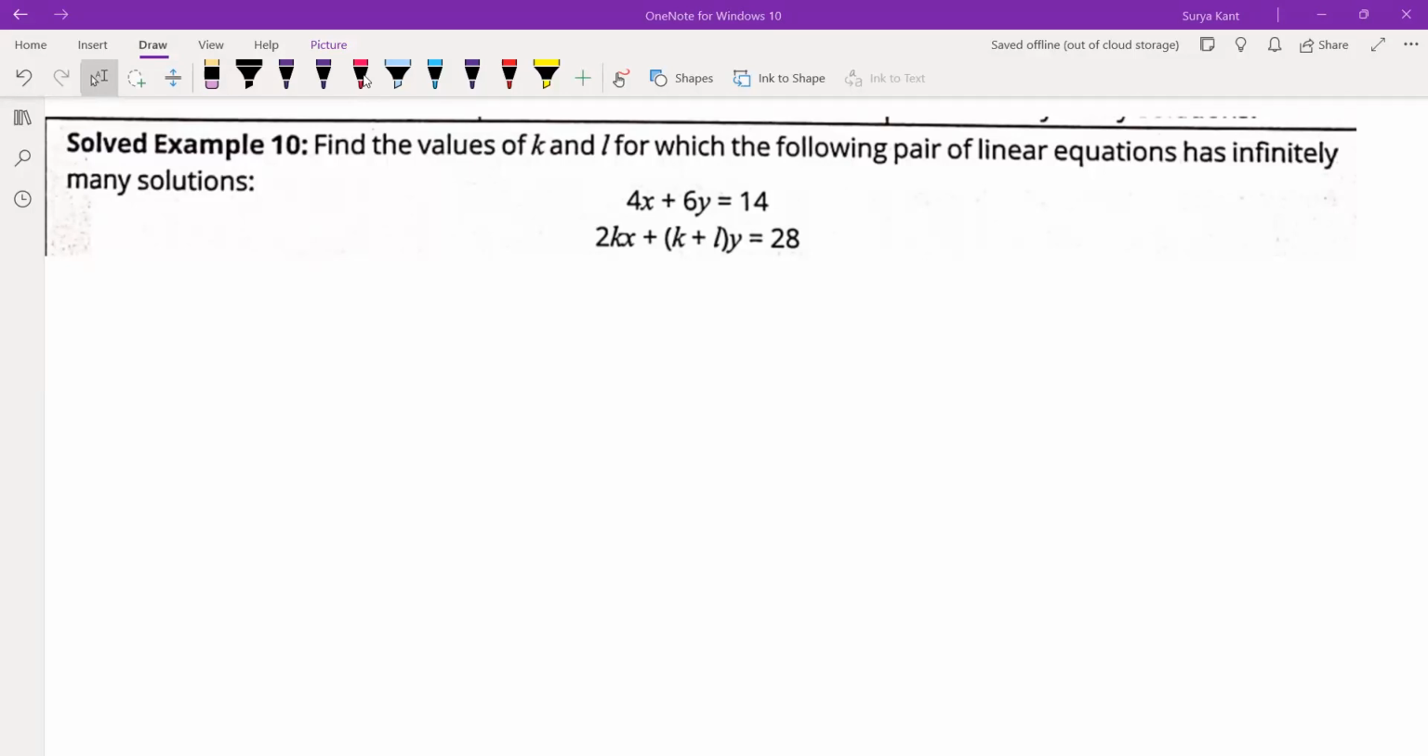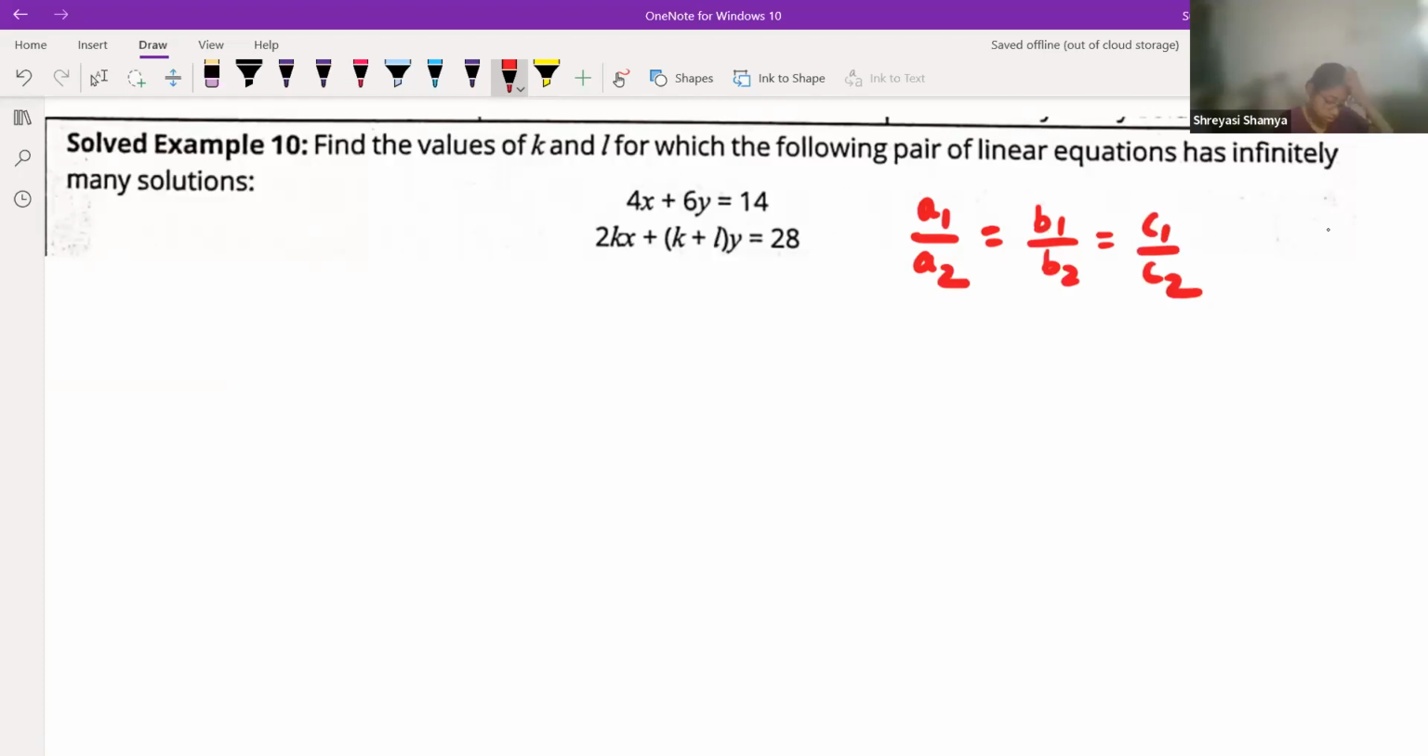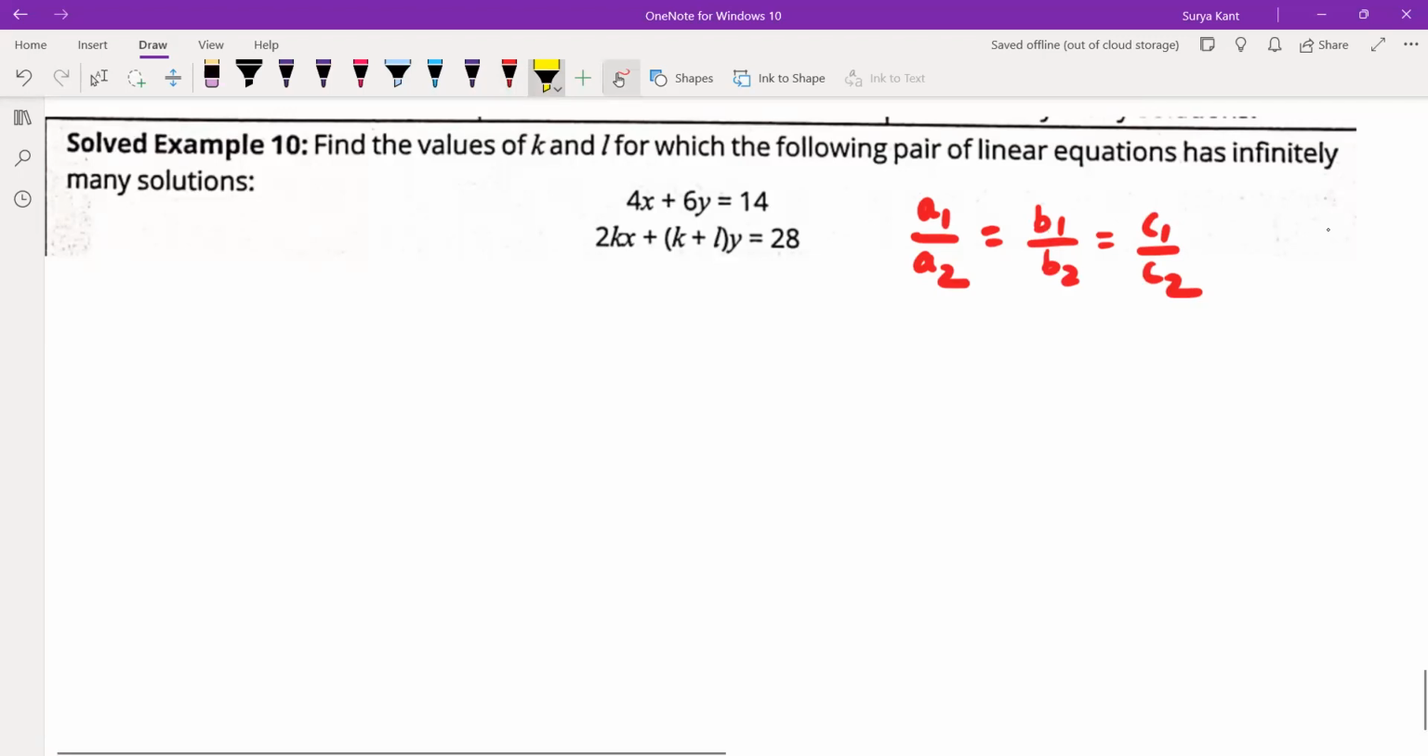So find the value of k and l for which the pair of linear equations has infinitely many solutions. First you should know the criteria: a1 by a2 is equal to b1 by b2 is equal to c1 by c2. This is the criteria to become infinitely many solutions. So what is the value of k and l? Just tell me fast.